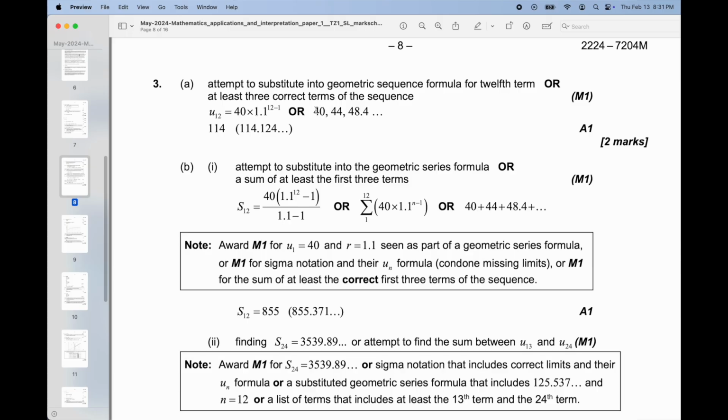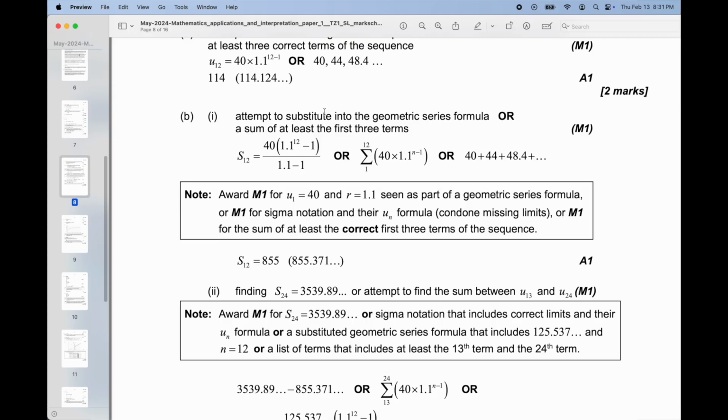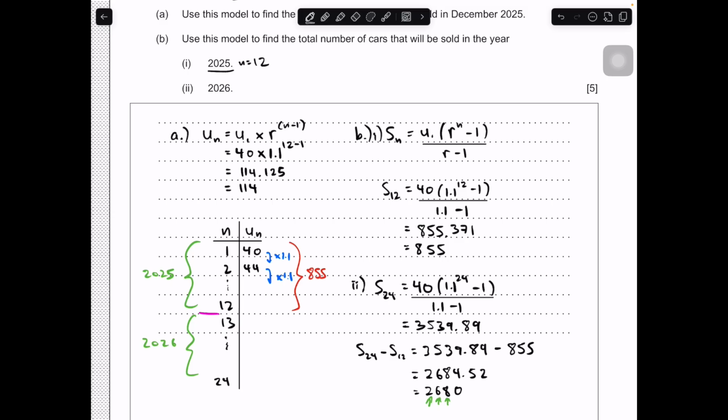And so a lot of different ways. Attempt to substitute into geometric sequence formula, not bad. Here again, attempt to substitute into geometric sequence formula, or just attempting to multiply by 1.1 all the way there. These aren't the most efficient ways, but you can still get process marks here and there, which isn't bad, I think. Okay, let's go back to the document and continue on.